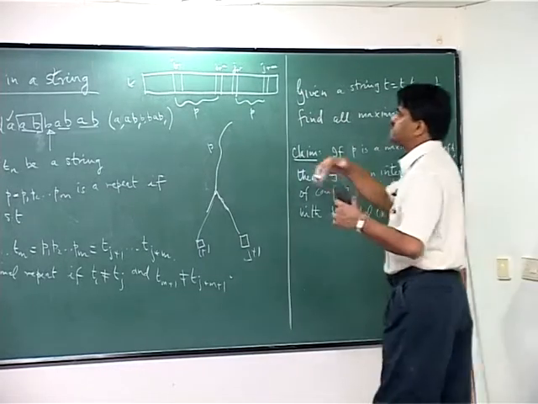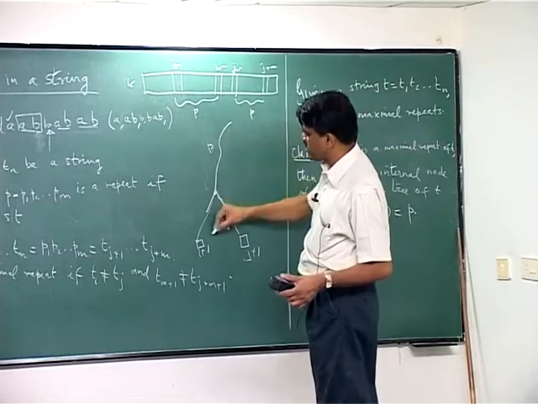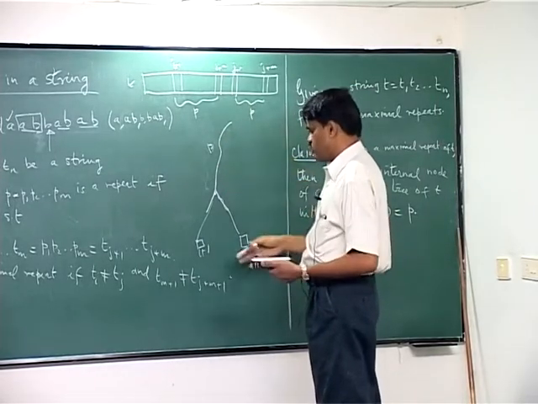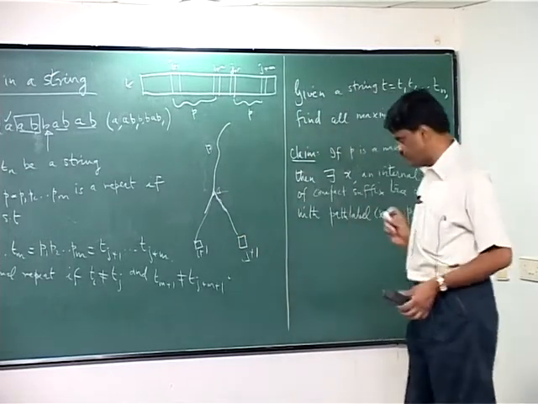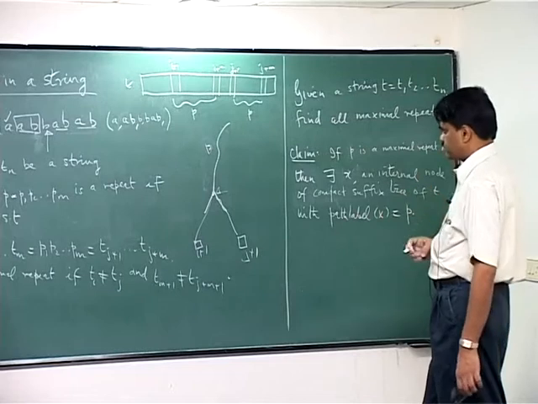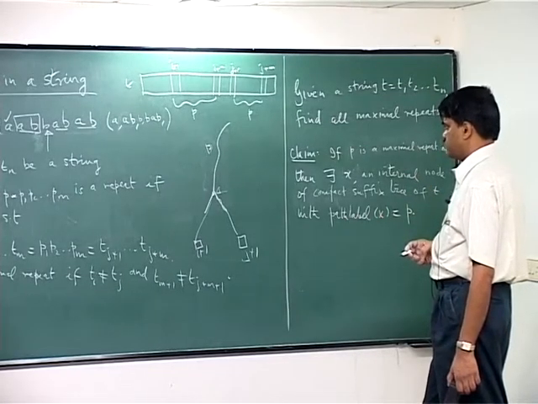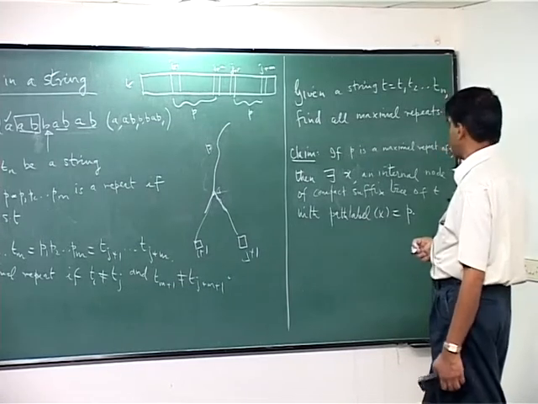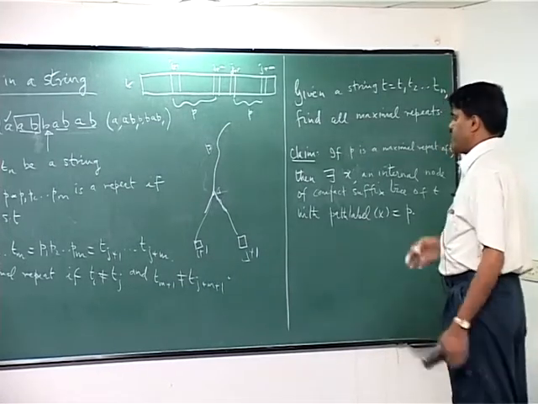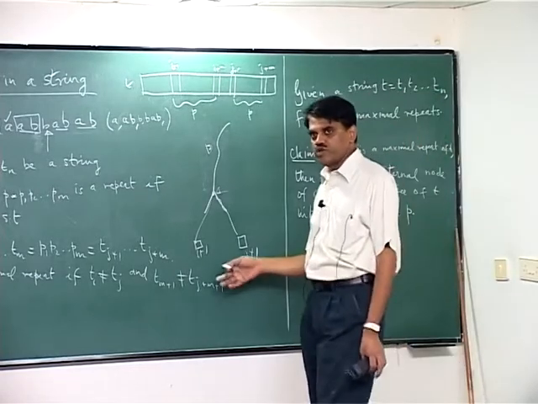Since it appears in two places in your text, this prefix will have at least two children, and so this will be an internal node in your compact suffix tree. Okay. Now this may not be maximal. The fact that it is a maximal repeat also says something more. What does it say? What else do you know?